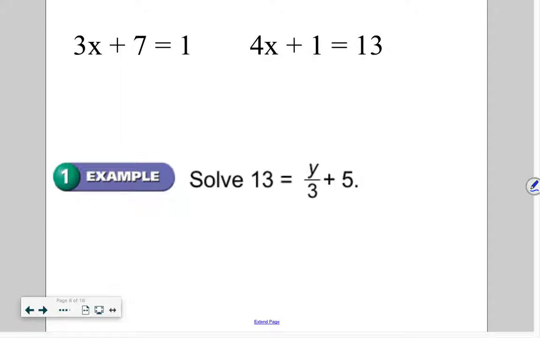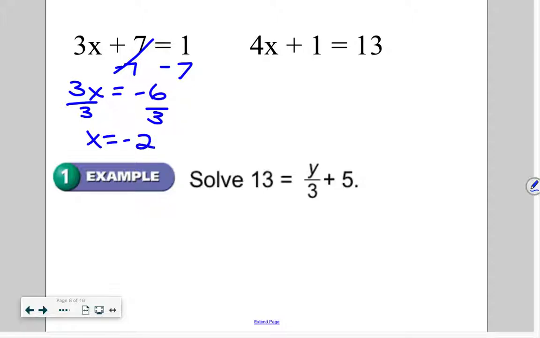So the first one, 3x plus 7 equals 1. What's the first thing you're going to do? Subtract 7. 3x is going to equal negative 6. Next, divide by 3. x will equal negative 3.